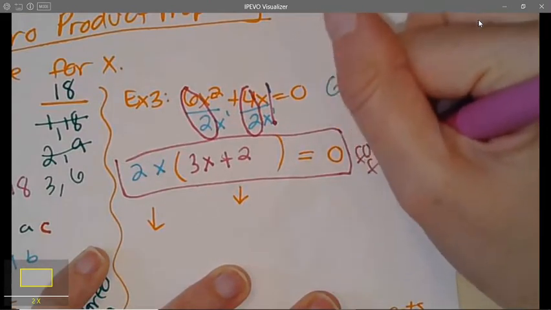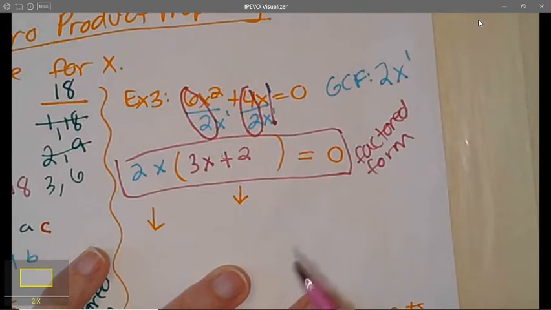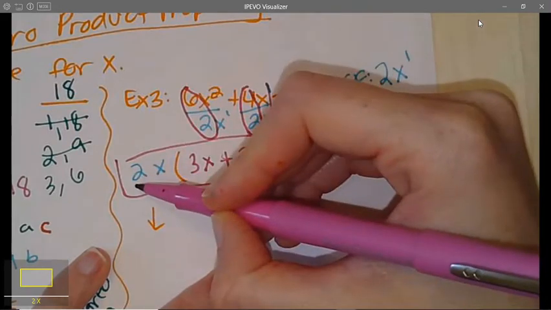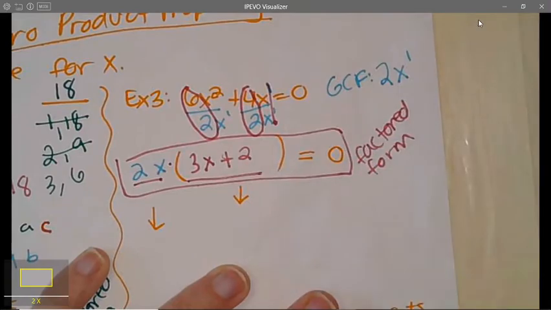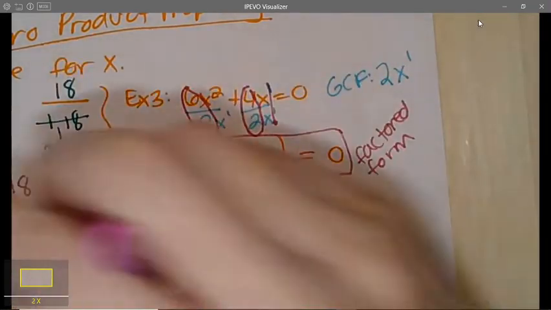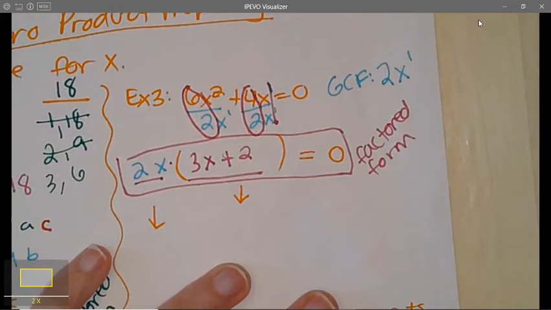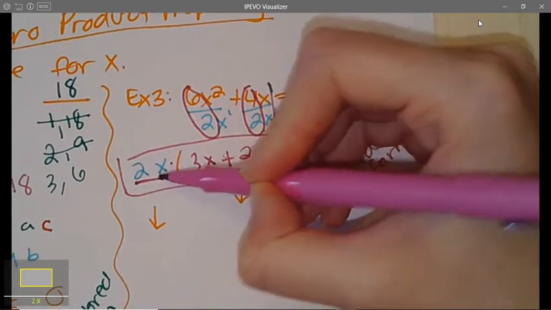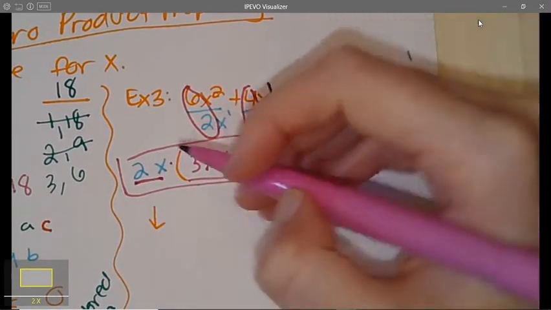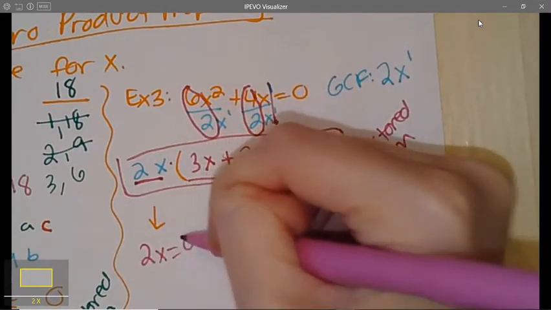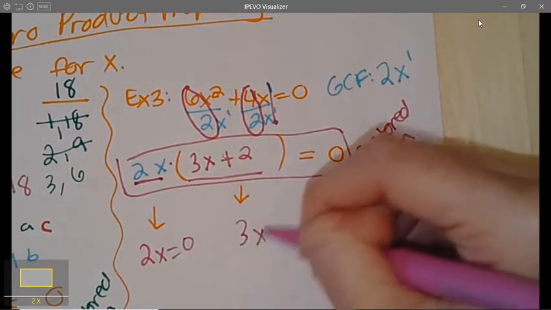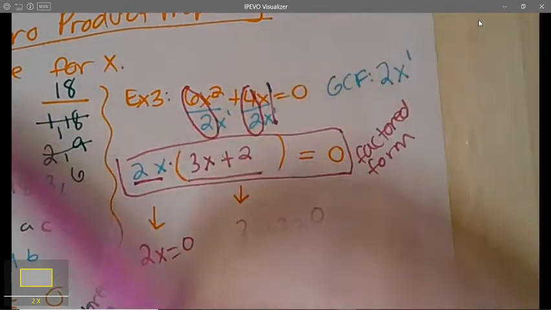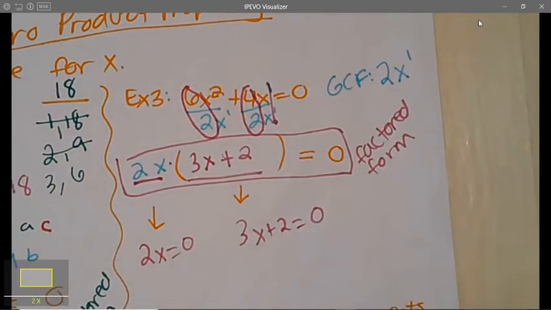So factored form. Okay, so after you reach factored form, we have something times something equals 0. So at least one of these 2 factors has to be 0 for this to work out. So we're going to set each factor equal to 0, which factors are numbers that multiply. So we're multiplying 2x to the 3x plus 2. So I'm going to set 2x equal to 0, and I'm going to set 3x plus 2 equal to 0. Okay, so you set every single factor equal to 0. And then all we have to do from here, you guys, is solve for x.